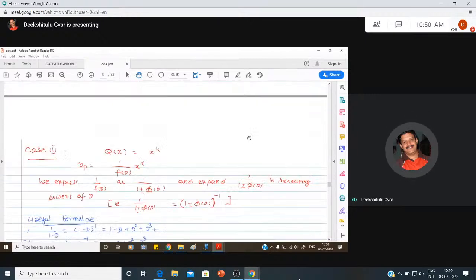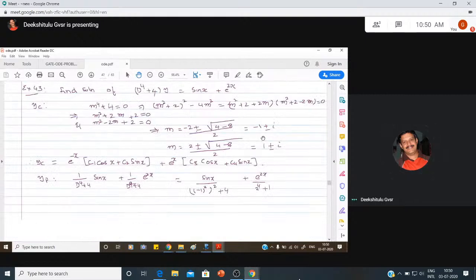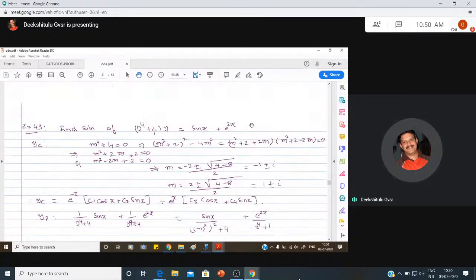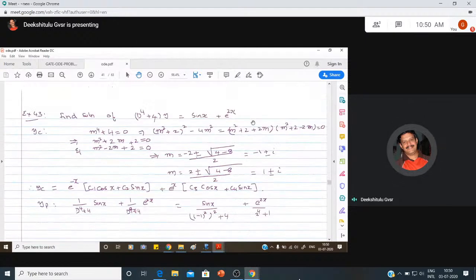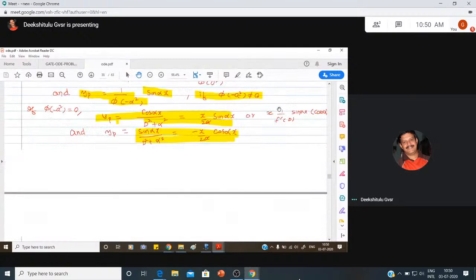Sometimes what happens is that 1 by f of minus a square becomes 0. Then we have to apply this rule. I told you, this one.